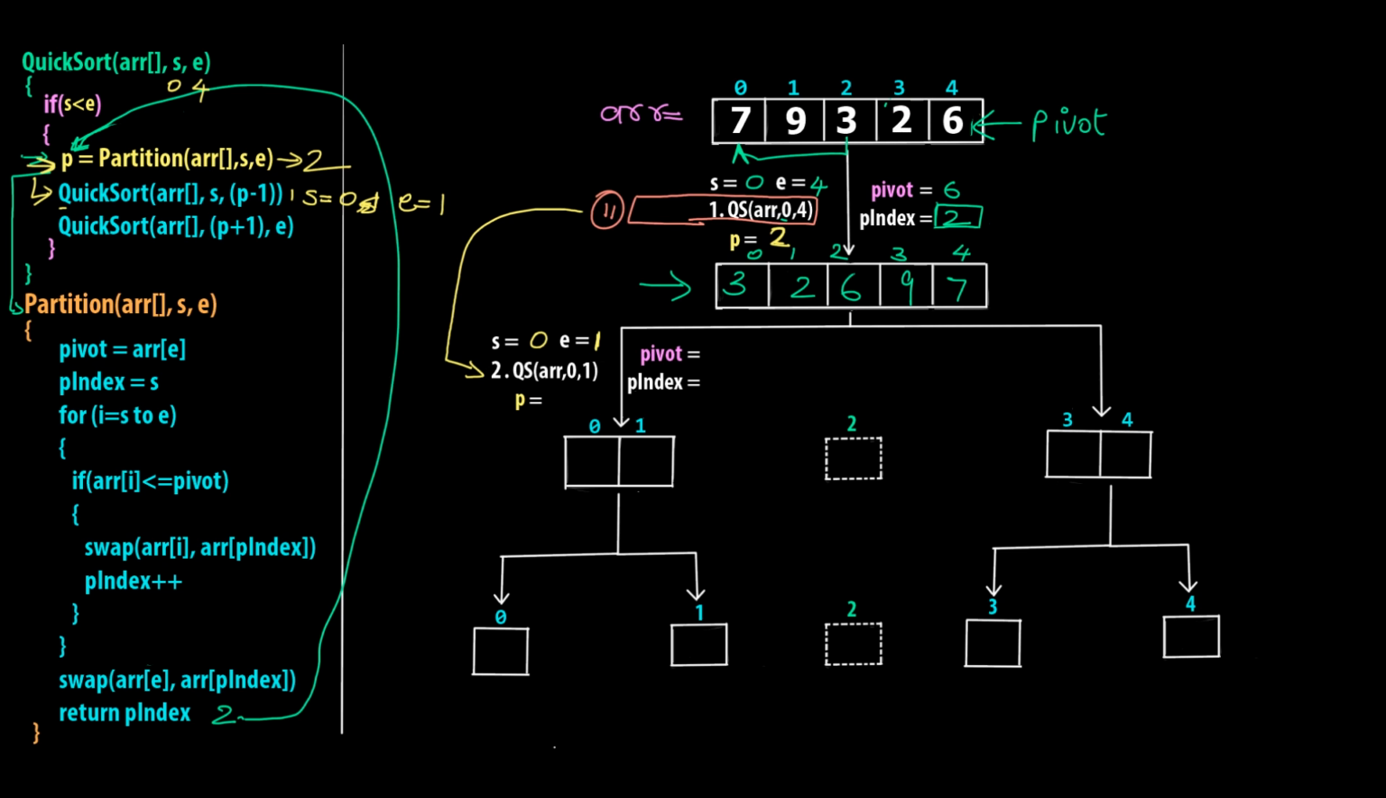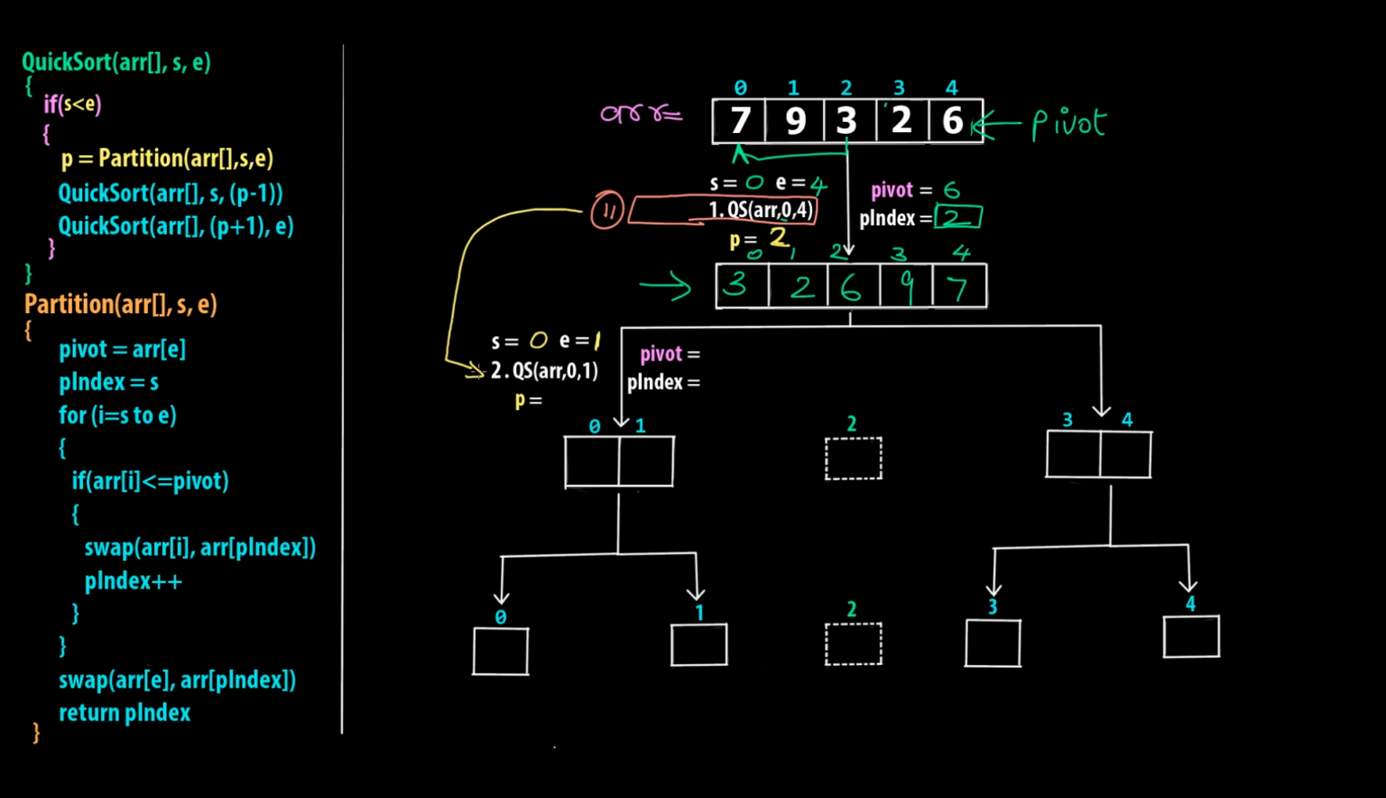So the second QuickSort is called now. Let's start from scratch, so I'm going to erase this. Okay, so the first QuickSort, as I mentioned, has called the second QuickSort. We have passed 0, 1, and now this is going to be 0 comma 1. So again, starting from the very first step of the QuickSort function, it's a recursive call. We are saying if s is less than e, s is 0, e is 1. Obviously 0 is less than 1, so it is true.